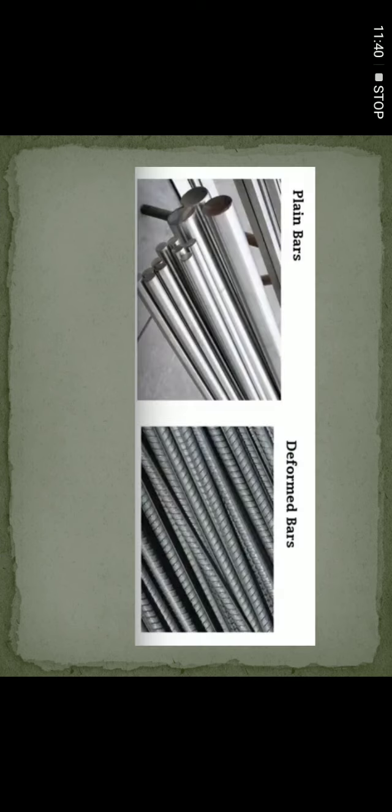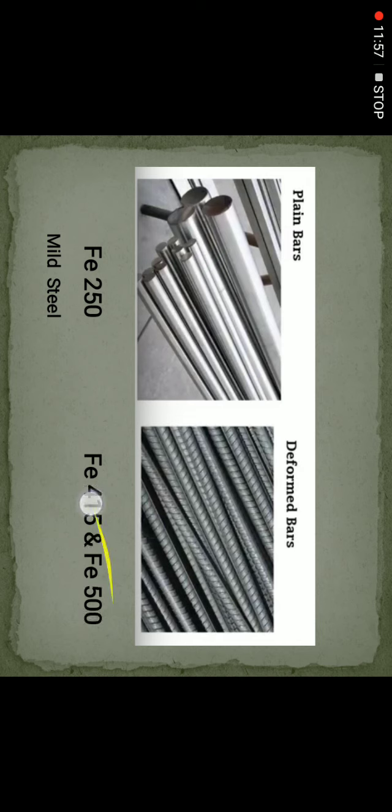Next, let's see grades of steel. They are classified into two categories according to carbon content. One is plain bar, another one is tor steel or HYSD bar. Okay, so plain bar is nothing but Fe250.